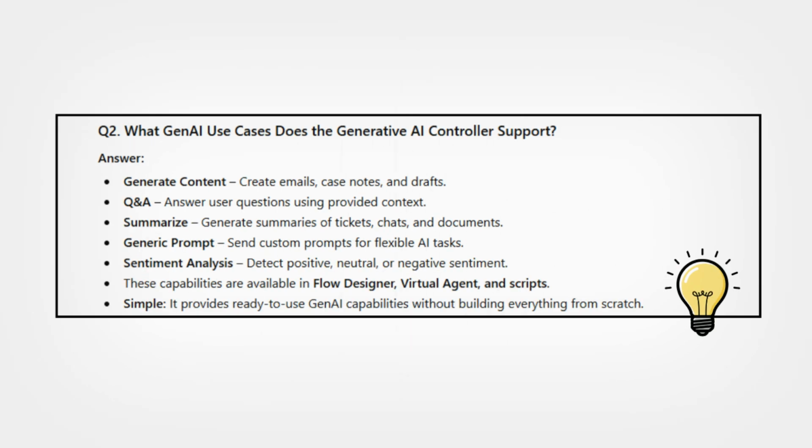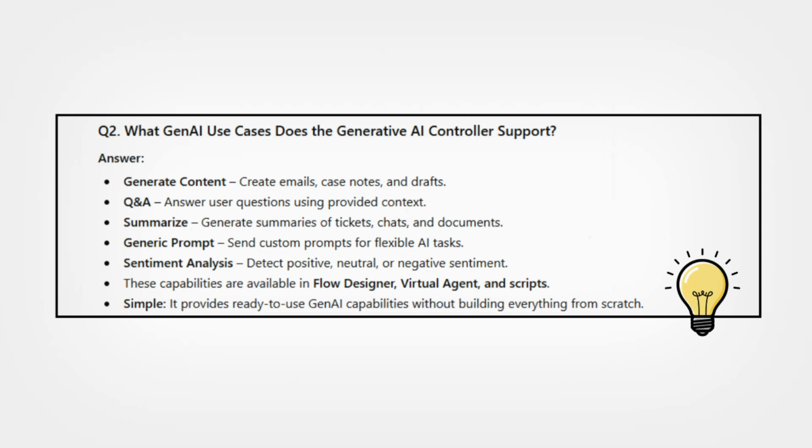Now, second question, what type of generative AI use cases does generative AI controller support out of the box? Yes, we must know what out-of-box functionality it is providing. Okay, so ServiceNow does not just say you can call an LLM. It defines clear generative AI use case types in the controller, and a few important and most used ones are generating content, that is for creating text like email replies, case notes, or drafts. Okay, that the agent can refine and use.